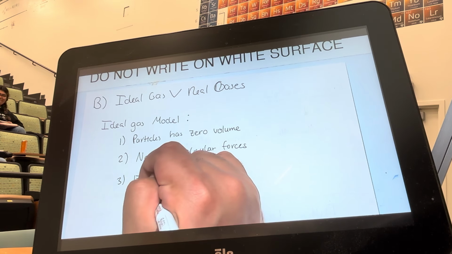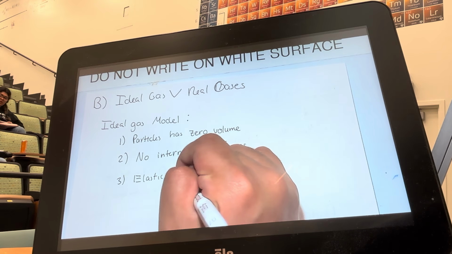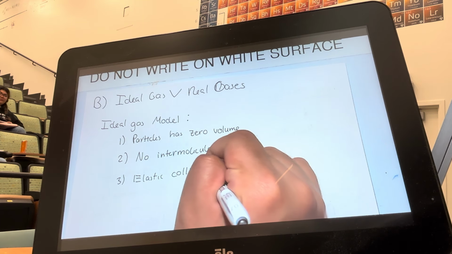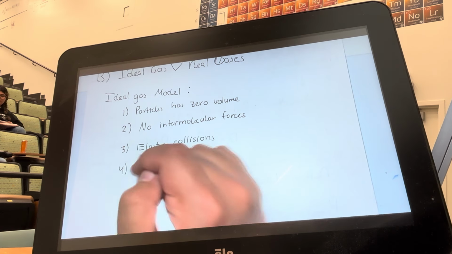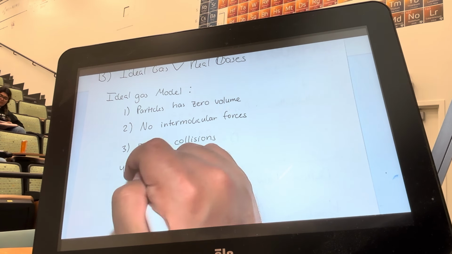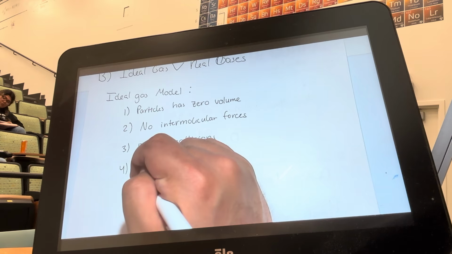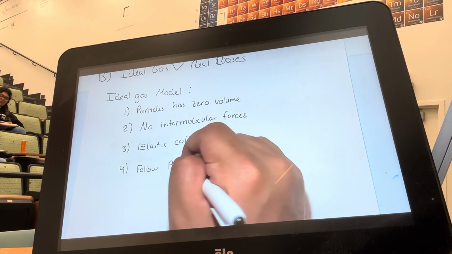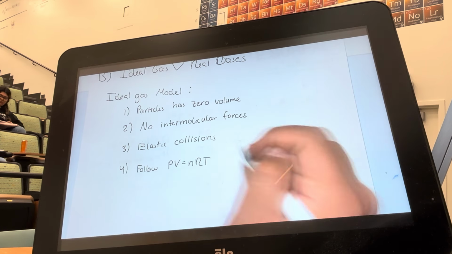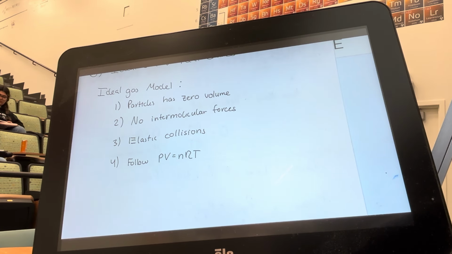We also have elastic collisions. And then finally, probably the most intuitive, ideal gases follow the ideal gas law. PV equals nRT. Okay, so those are the big concepts surrounding the ideal gas.